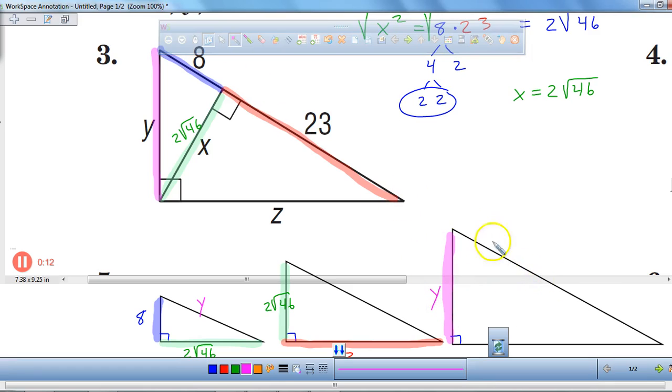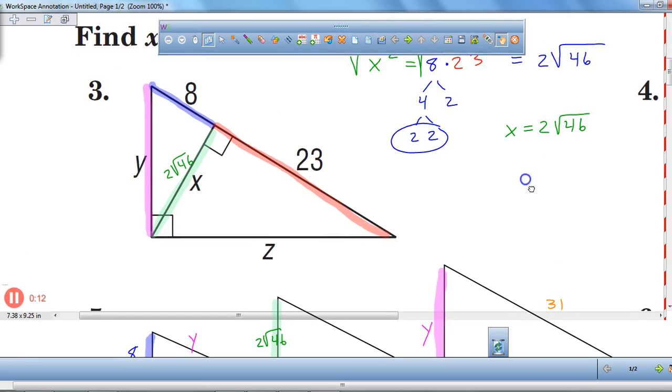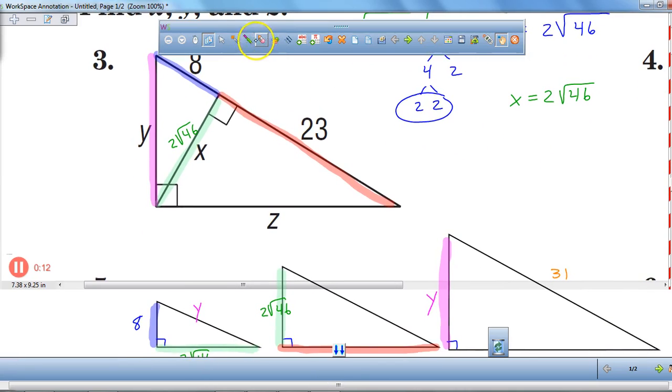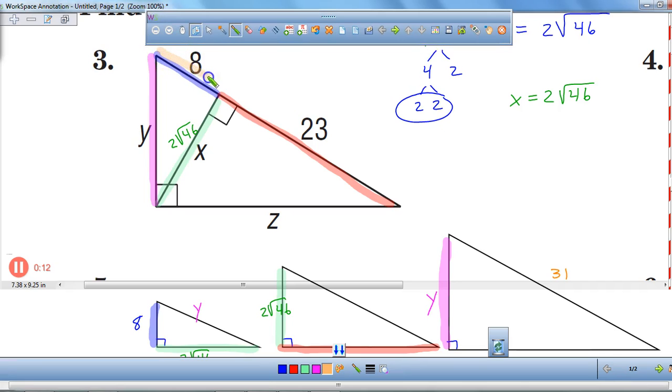Now the hypotenuse of this is 8 plus 23. So you'll notice right here, this distance from here all the way down, I'm going to go in orange right here, and label this 31. I want you to notice that this distance from here all the way down, that distance right there is 8 plus 23.